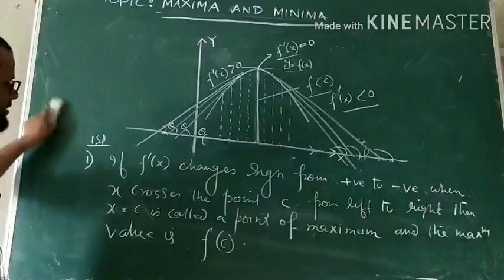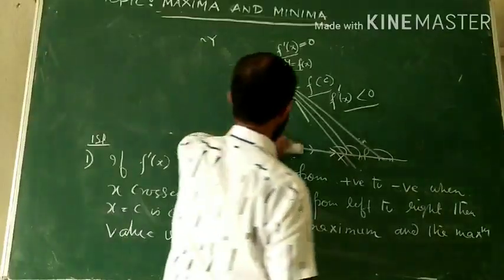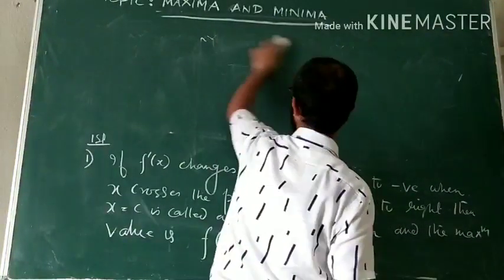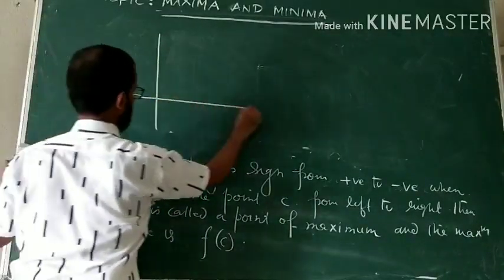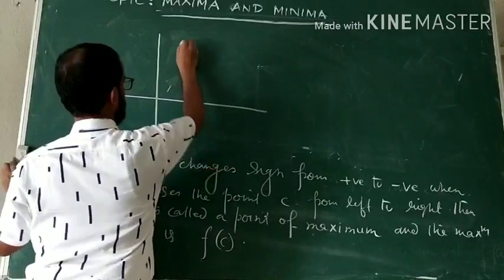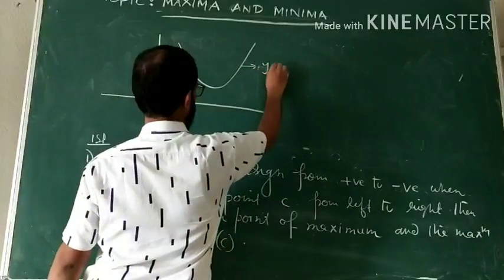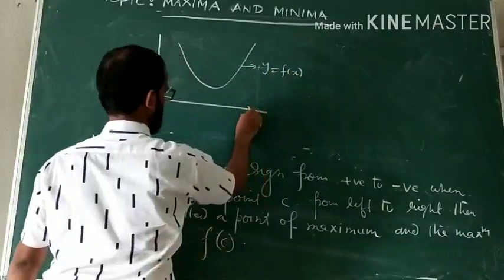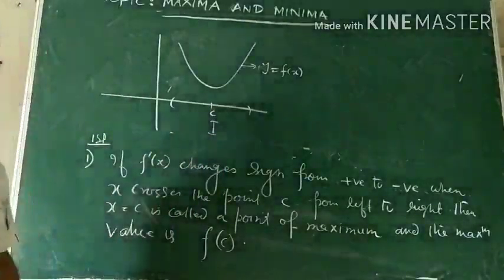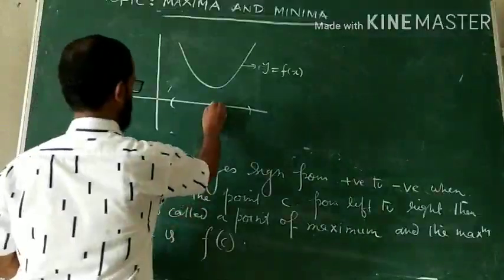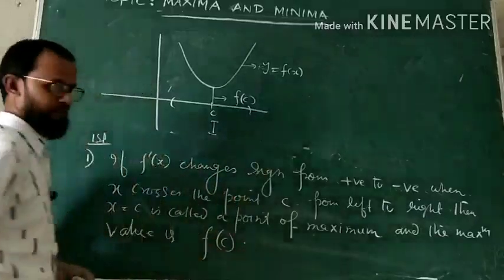Now let us learn how to find the minimum value of a function using calculus. Let us draw the graph again. Suppose this is the graph of a function y equal to f x, defined on an interval I. Suppose C is a point in the interval I. At this point, the value of the function is f c.